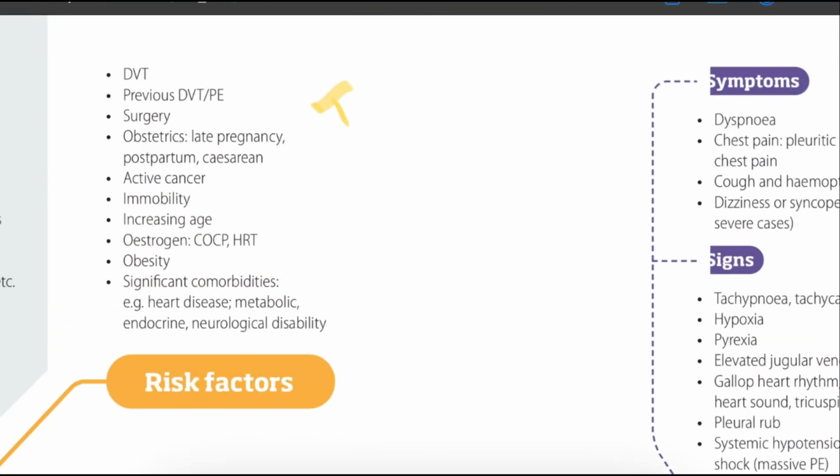In the types, first of all, we can see massive pulmonary embolism. According to severity we have to differentiate. In massive pulmonary embolism we can see hemodynamic instability, shock, and hypotension. Next we can see submassive pulmonary embolism. In submassive pulmonary embolism, the patient will be stable and the blood pressure will be stable, and right ventricular dysfunction we can see.